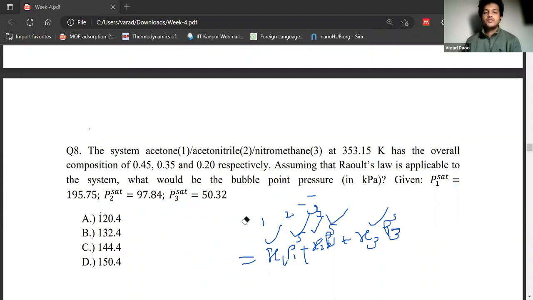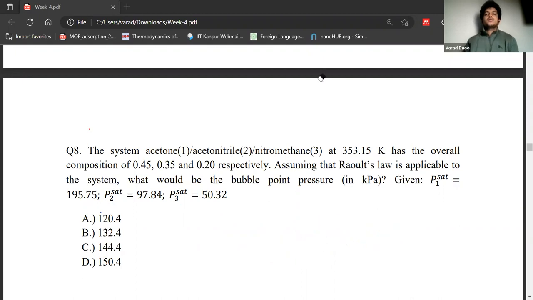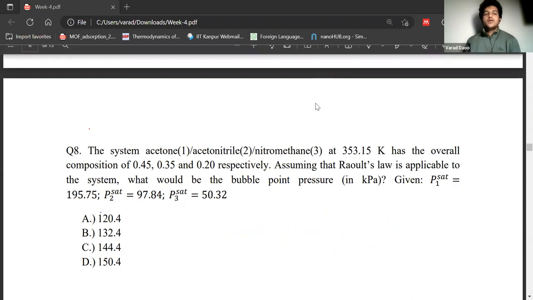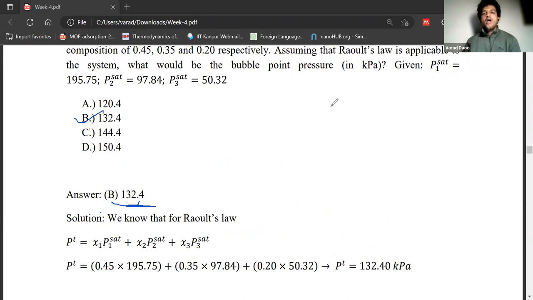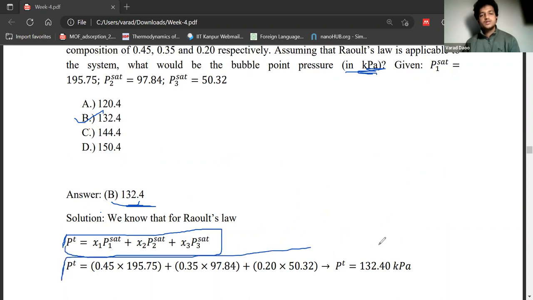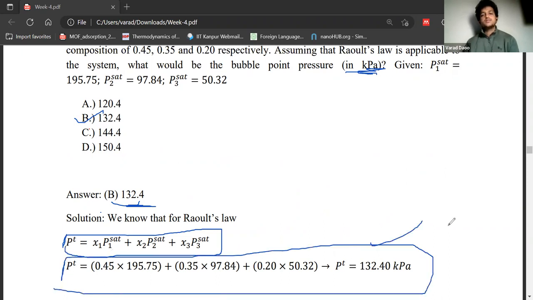Let me just erase it out and give you the answer. The correct answer is option B, 132.4. The answer is in kilopascal. Like I said, PT is nothing but this. You just substitute the values and you get the final answer as this. Very straightforward, easy, if only you know what Raoult's law is. Correct answer is option B.